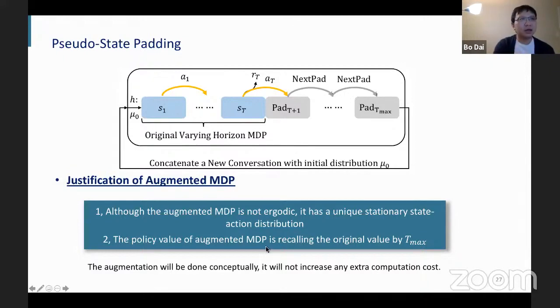And then in the coding part, actually, we didn't do this padding. This is only done conceptually, so it does not introduce any actual computational cost. That's what I want to emphasize. Okay, I think that covers pseudo-state padding.